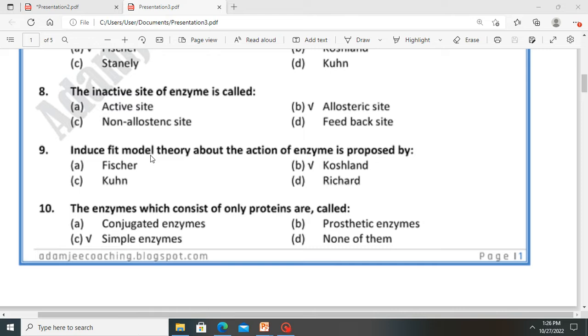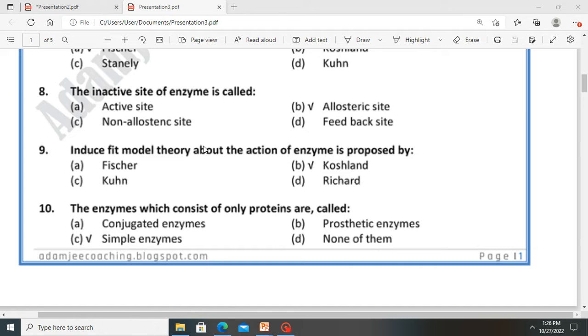The induced fit model theory about the action of enzymes was proposed by a scientist called Koshland. So Koshland proposed the induced fit model. This model says that enzymes basically have a site that binds a molecule that induces a conformational change on the active site so that the substrate can bind. So the molecule that binds the enzyme induces a conformational change to the enzyme's active site. So it becomes complementary to the substrate, where it can bind and get converted to the product. So this theory was proposed by a scientist called Koshland.